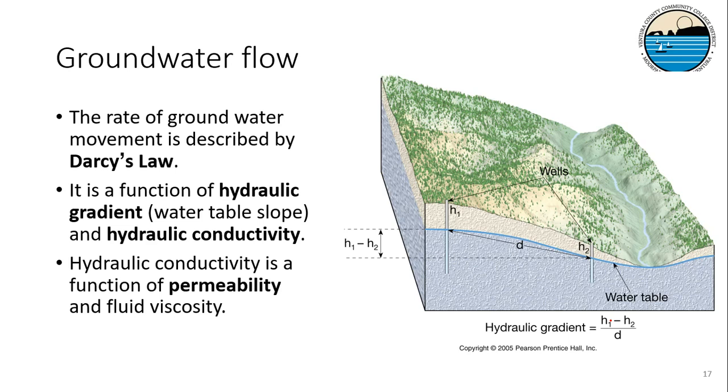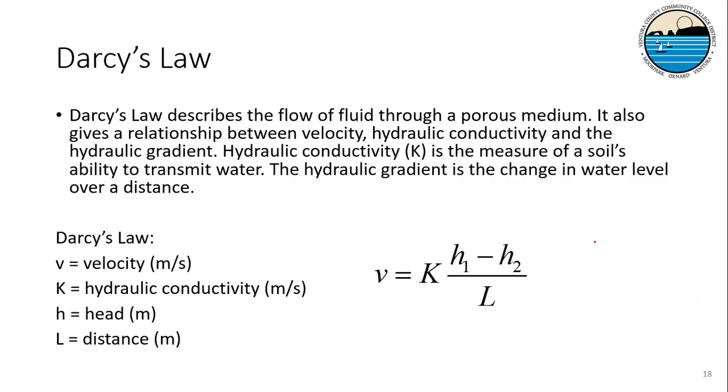It's a function of hydraulic gradient, which is basically the slope, and the hydraulic conductivity, which is how easily flow can move. So hydraulic conductivity is a function of permeability and the fluid's viscosity, so how easily it can flow. And the hydraulic gradient here, we see that that's basically the slope between 0.1 and 0.2 here, and the distance between H1 and H2. So that's the hydraulic gradient. And we can measure this and we can understand groundwater flow using Darcy's law.